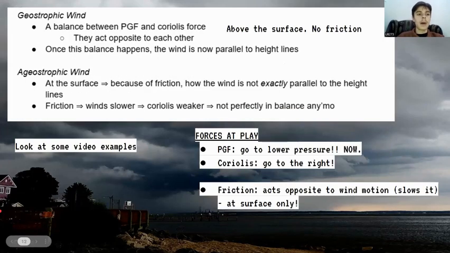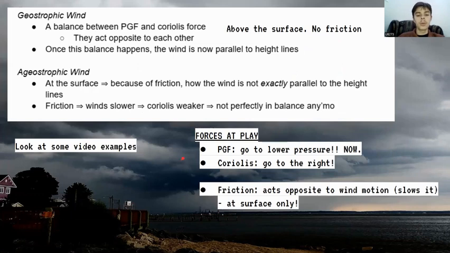Now let's talk about geostrophic wind and ageostrophic wind. So geostrophic wind, this is going to be wind that largely happens in our upper atmosphere. And it's going to be a wind that is going to have a balance between the pressure gradient force and the Coriolis force.